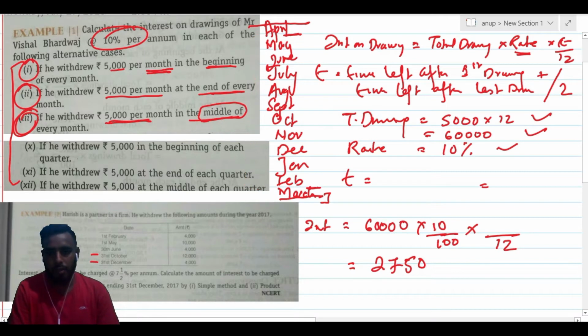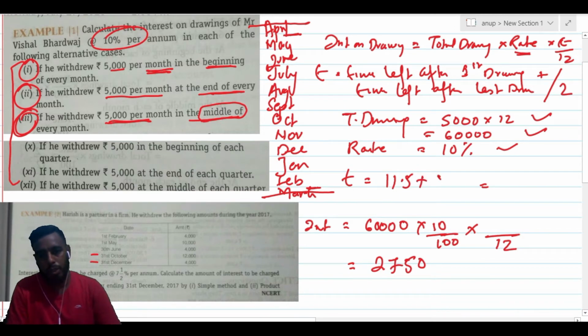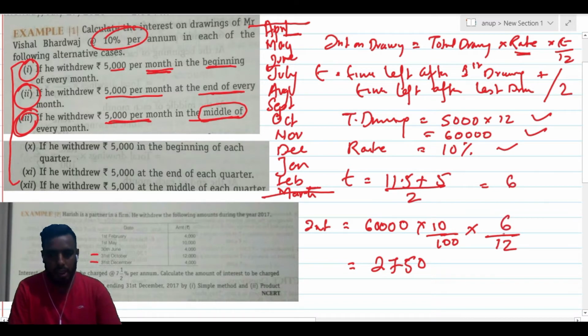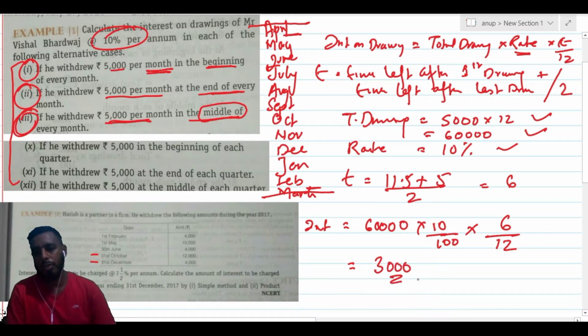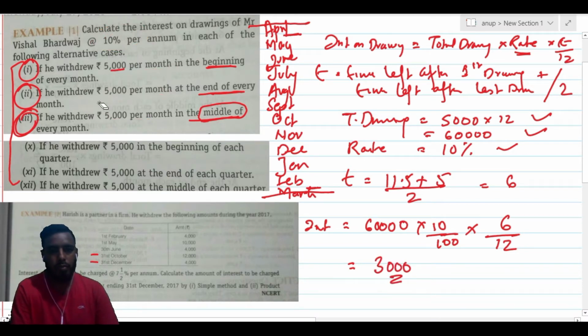So the time left after the first drawing is 11.5, and the last drawing will be somewhere in March, around 15th March. So 15th March will be 0.5 months. Divided by 2, it is equal to 6. So we'll put 6 here, and the answer will be 3000. The answer will be 3000. So these are the solutions of the first 3 cases.